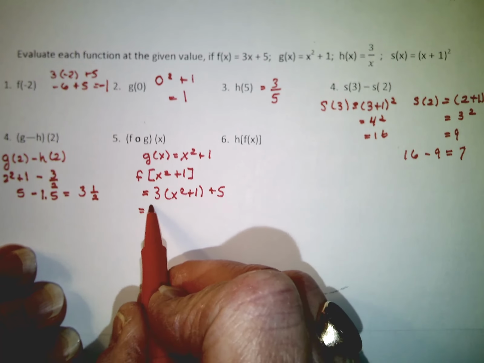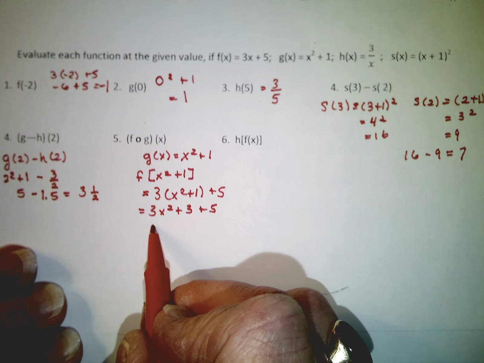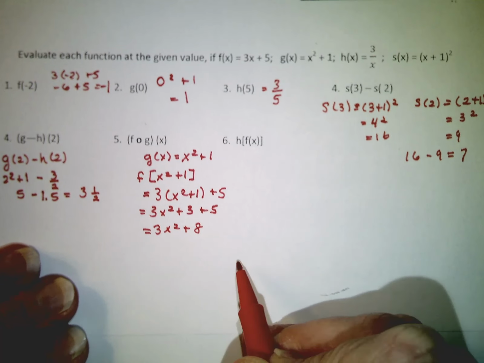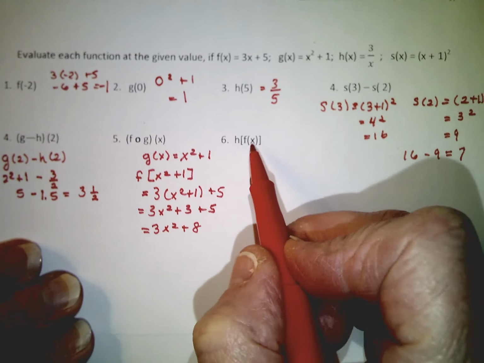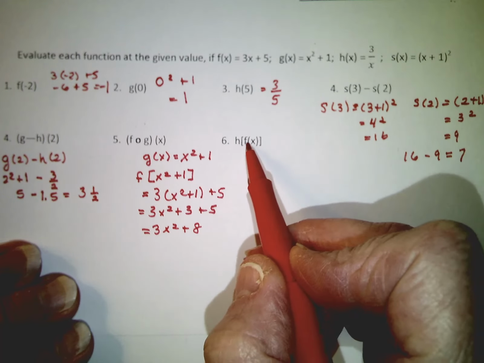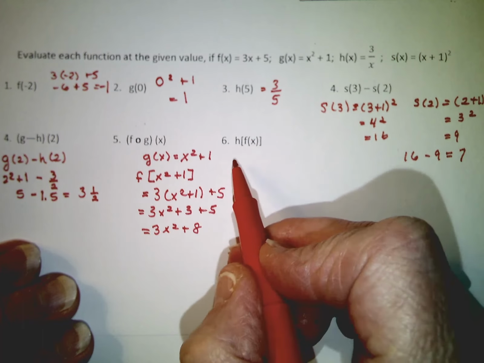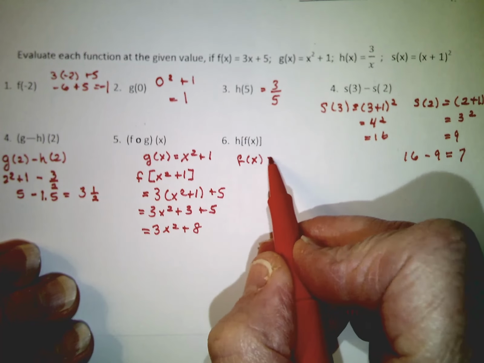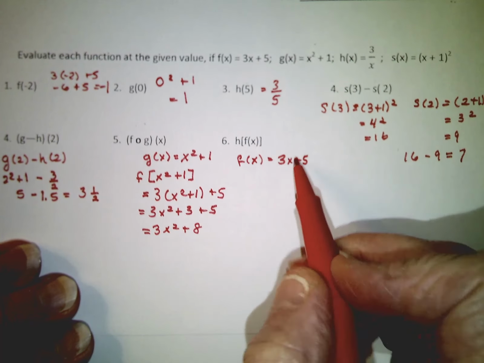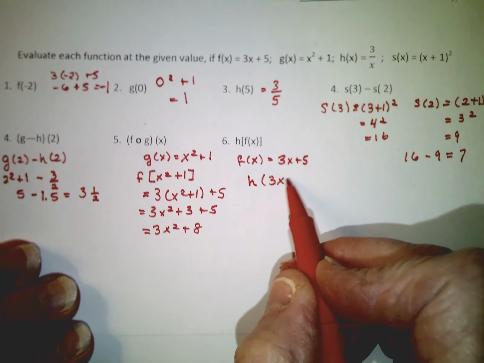So just order of operations, we'll distribute here. There's still a 5 to be added, and that will come out to 3x squared plus 8. This one, written with the brackets, we still do whichever function is closer to the input variable, which happens to also be the inside function in this case. So f of x is 3x plus 5, and we're going to put that in the h function. So it's going to be h of 3x plus 5.